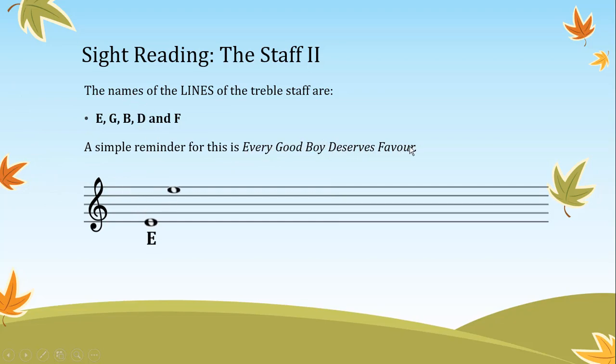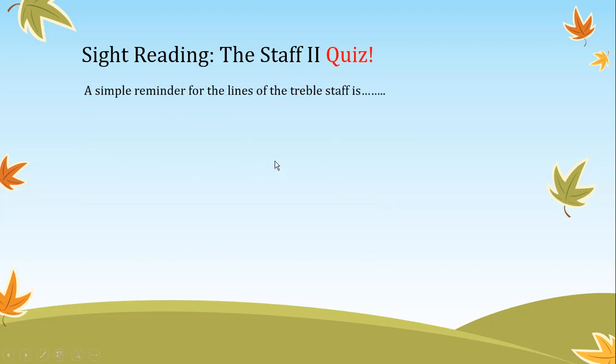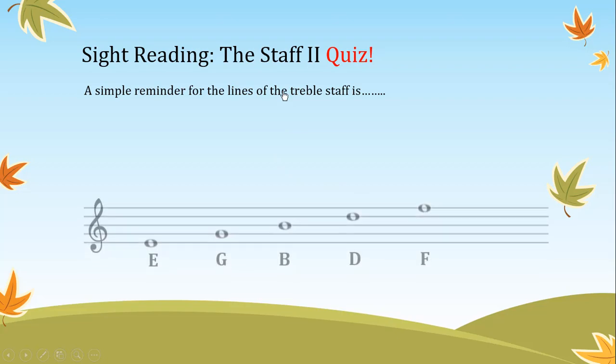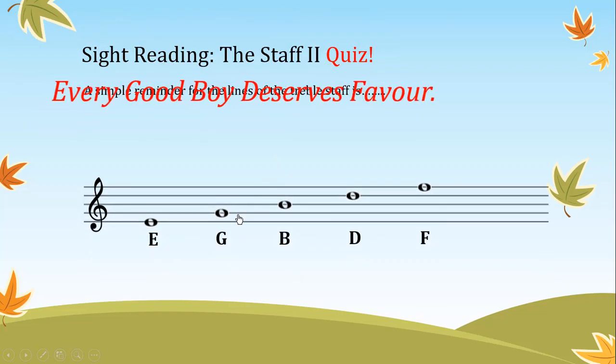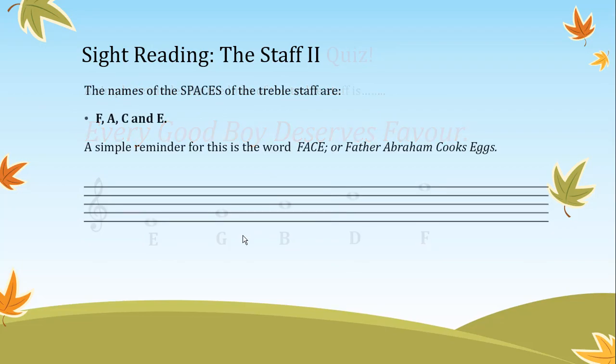So we see the lines of the treble staff beginning to pop up here. The first one is E, just like we had here. Okay, the next one is G, the next one is B, the next one is D, and finally we have F. E, G, B, D, F. Every good boy deserves favor. So quick quiz. A simple reminder for the lines of the treble staff is every good boy deserves favor.